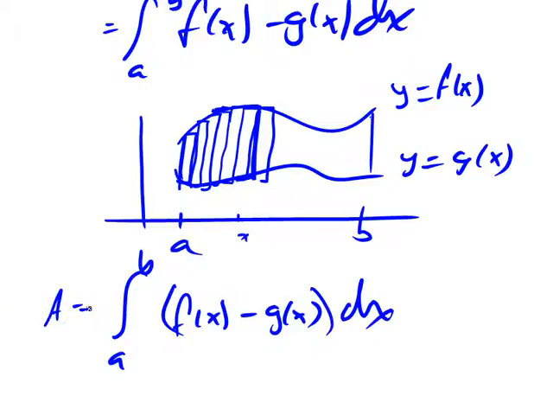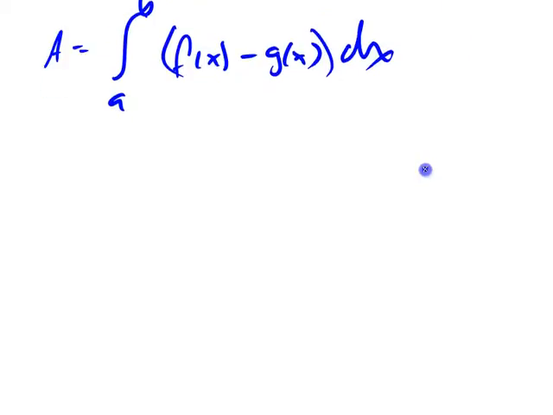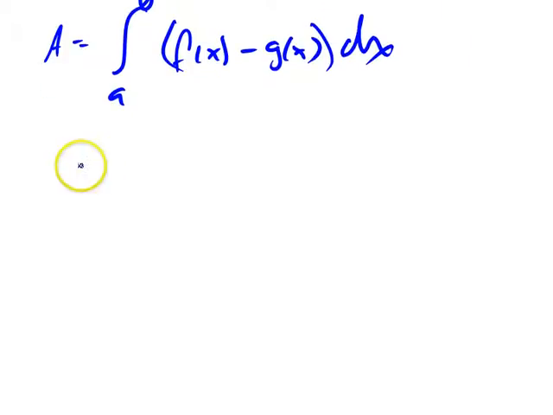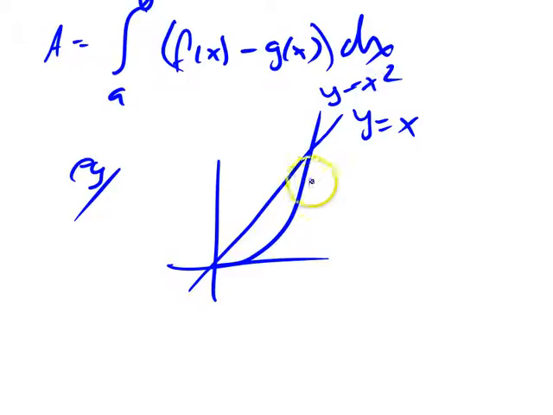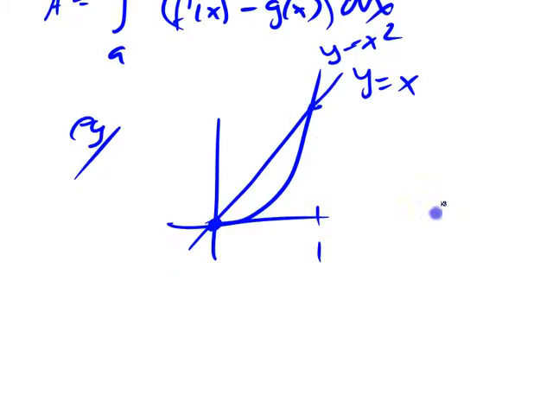Okay. So, for instance, let's do one of my favorite examples here. Let's take a look at y equals x and y equals x squared. They intersect here at 1, 1, and they intersect there at 0, 0. I want to find the area by adding up a bunch of little rectangles. So for every value of x between 0 and 1, I've got one of these little rectangles.